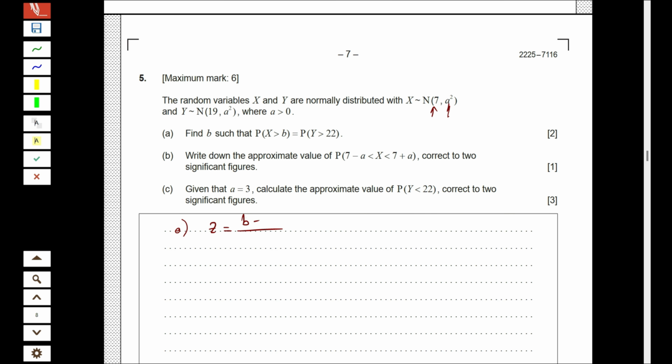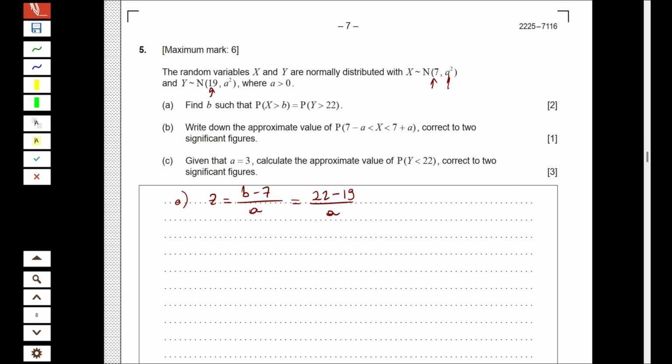b minus 7 over alpha will equal, for this probability, 22 minus the mean of y. The mean of the normal distribution of y is 19. So I'm subtracting 19 over alpha. From here you can find b, because b minus 7 equals 3 and b equals 10, right?